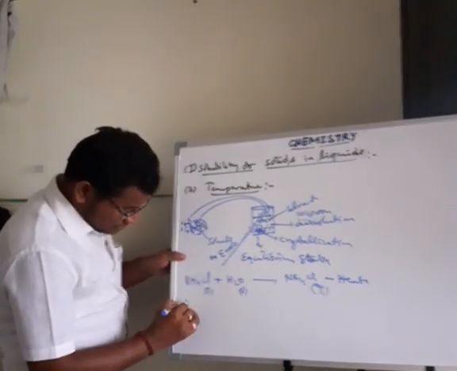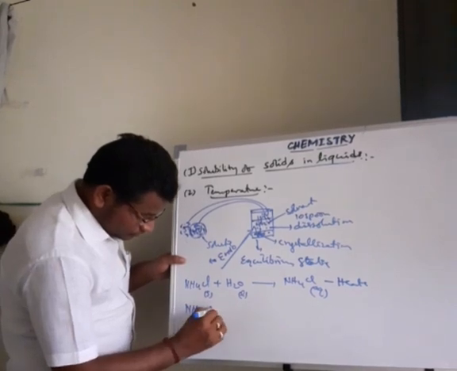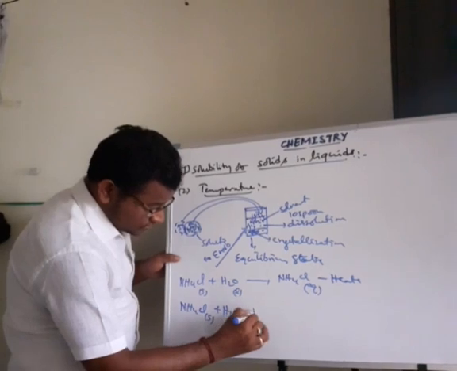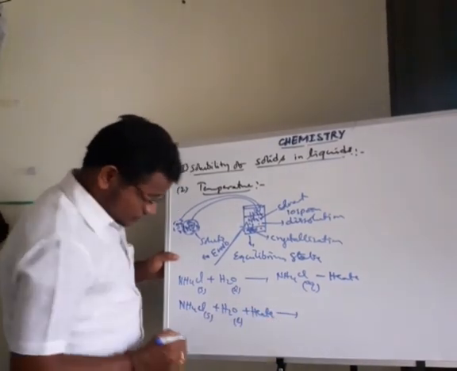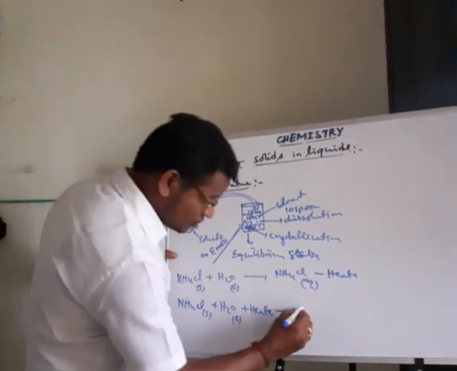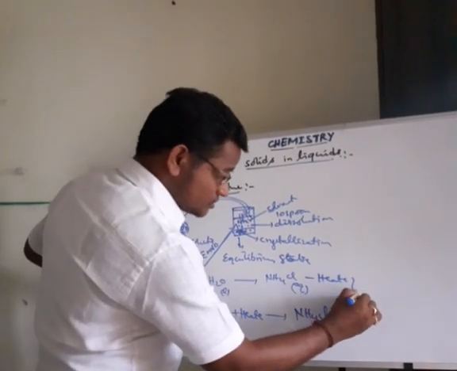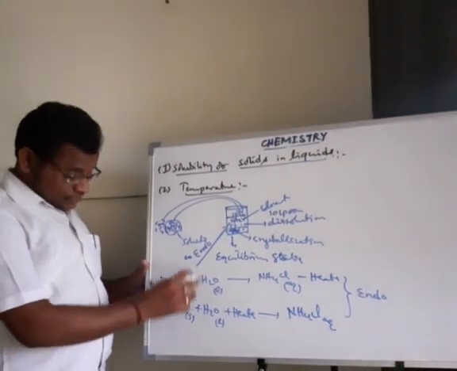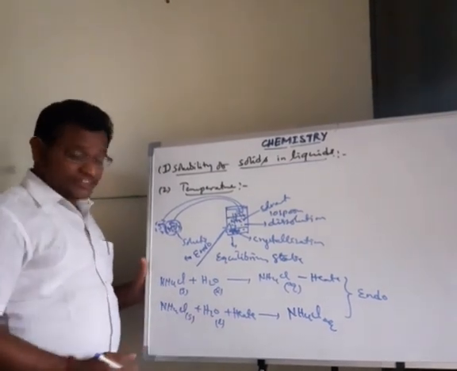It can be represented like this: NH4Cl solid dissolved in water plus heat. During the formation of the solution, ammonium chloride is added to the water and absorbs some amount of heat from the surrounding to form ammonium chloride aqueous solution. So these two represent the endothermic process. During this process some amount of heat is absorbed from the surrounding. That's why it is called an endothermic process.